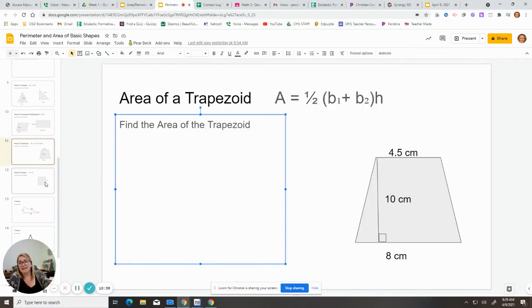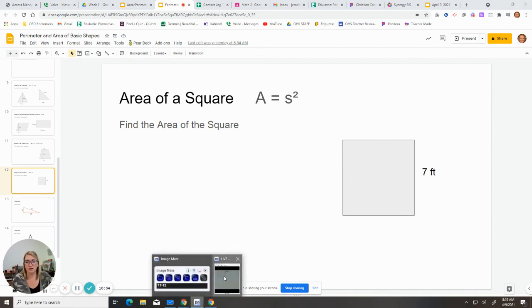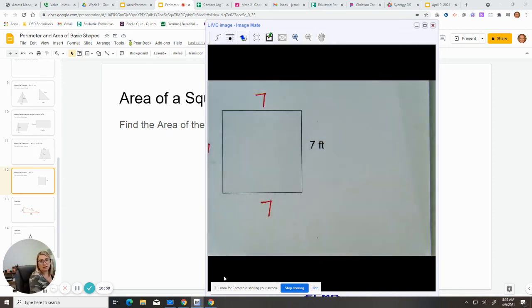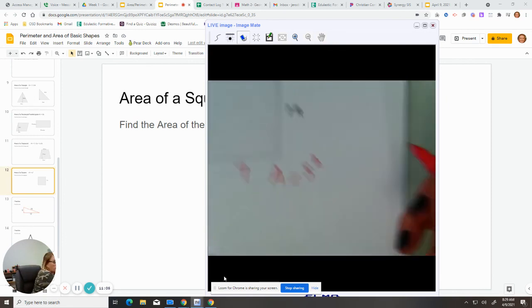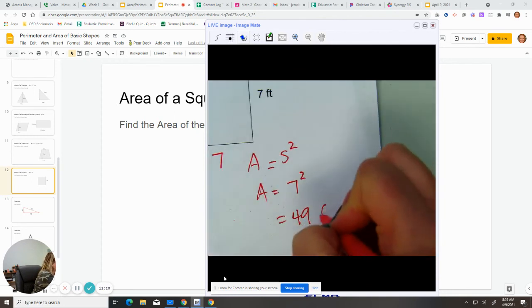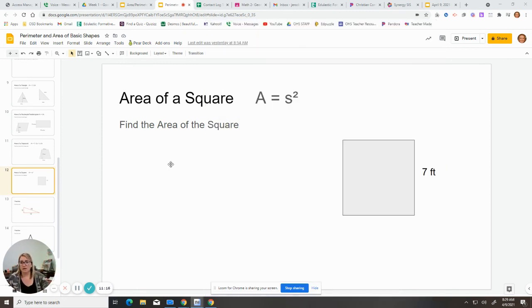All right, so last new formula, and this one should be fairly self-explanatory, is a square. And a square, all sides are the same. So that means that when you're doing your formula, it's just side squared. Okay, so if we have this square here that has a side of 7, that technically means that every side is 7 in a square. And our formula just says take that and square it. So that would be 7 squared or 49 feet squared. Okay, simplest formula of all of them is the square.